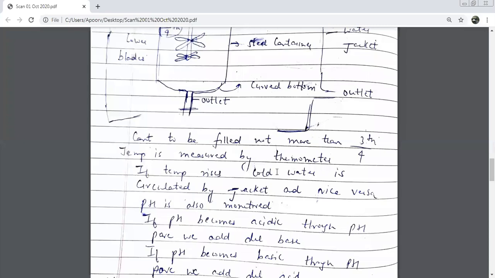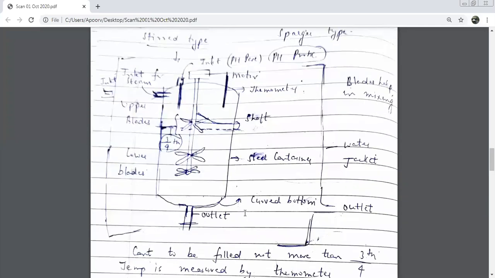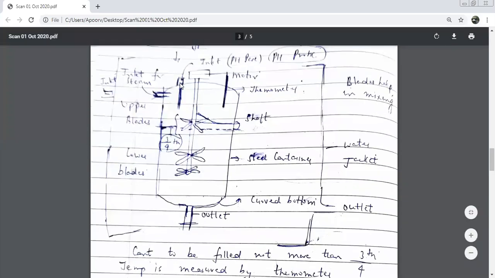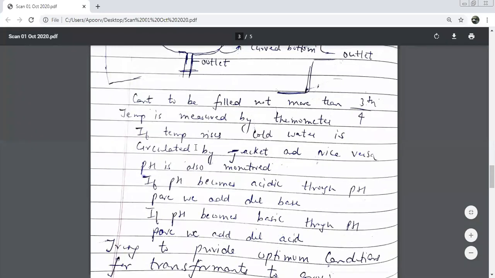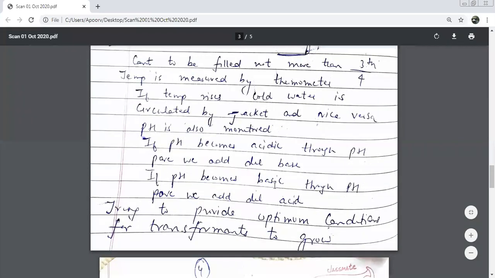Similarly, if you remember, we had a pH measuring device over here. I missed it out. This is the pH port. And what was this called, the one which measures pH? pH probe. Very good. So let's understand this also. If pH becomes basic, then through the pH port we add dilute acid. And if pH becomes acidic, then through the pH port you will add what? You will add a dilute base.